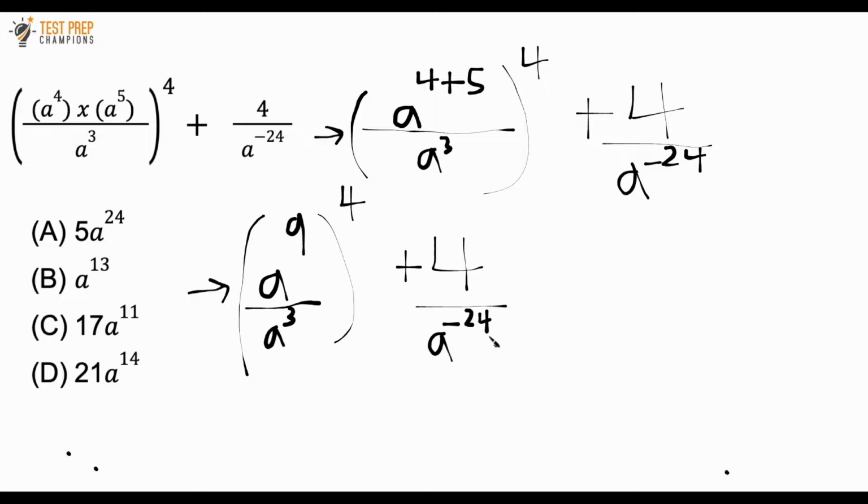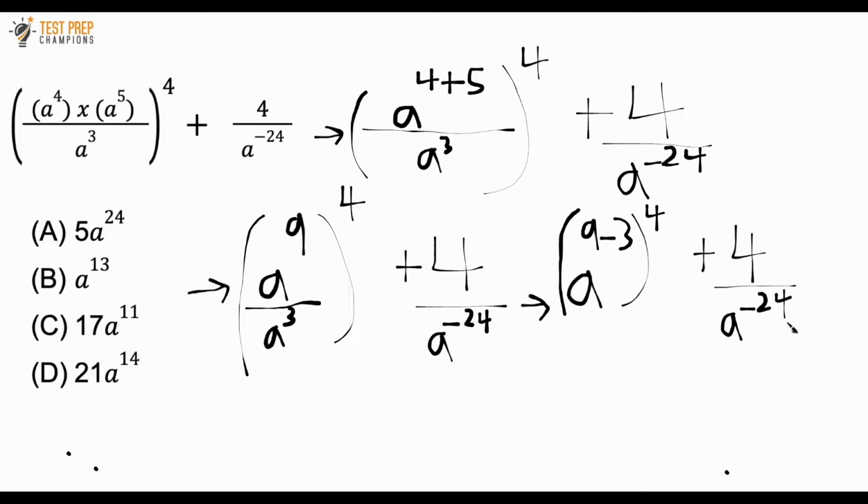So the next thing I see here is that we have a raised to the power of 9 divided by a raised to the power of 3. So since we have two bases that are the same and we're dividing, we can rewrite this as a raised to the 9 minus 3. So we would have a raised to the 9 minus 3 here. And what is 9 minus 3? 9 minus 3 is 6. So we can rewrite this as a raised to the 6 raised to the 4 plus 4 divided by a raised to the minus 24.